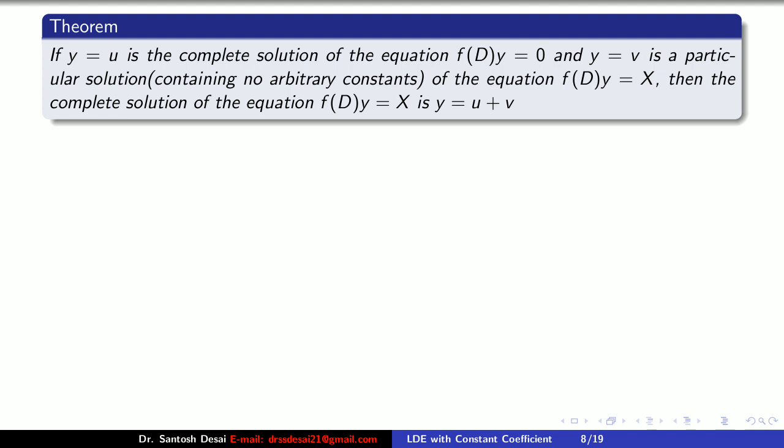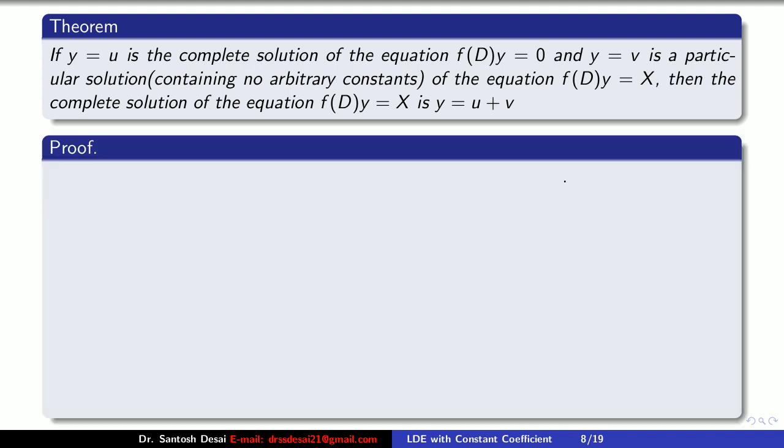The first solution is obtained from f(D) y is equal to 0, that is taking the RHS equal to 0, and the second solution, which is free from arbitrary constants, is obtained from f(D) y is equal to X. We have to show that the combination, or the sum, of these two solutions is again a solution of the equation.